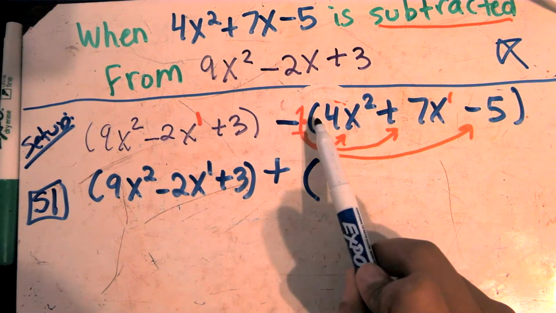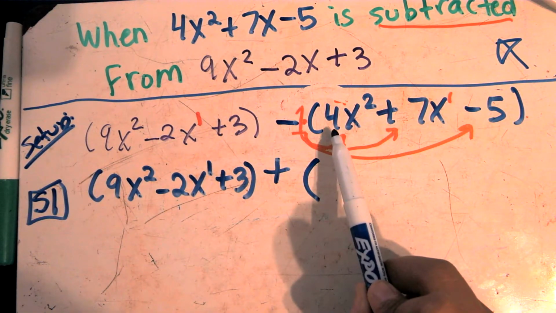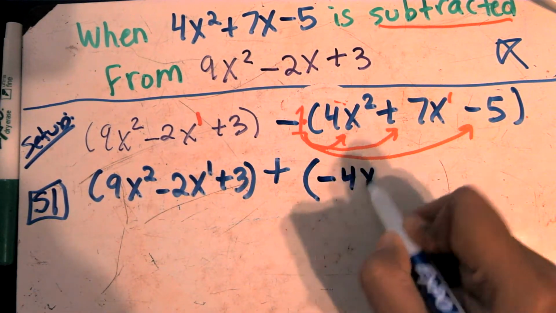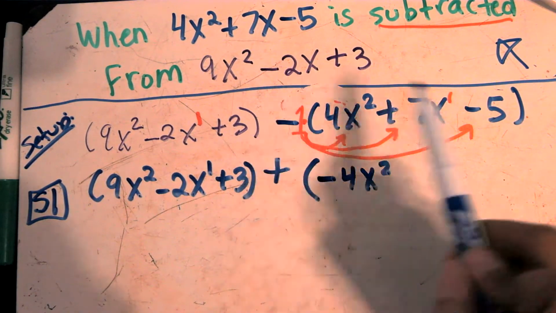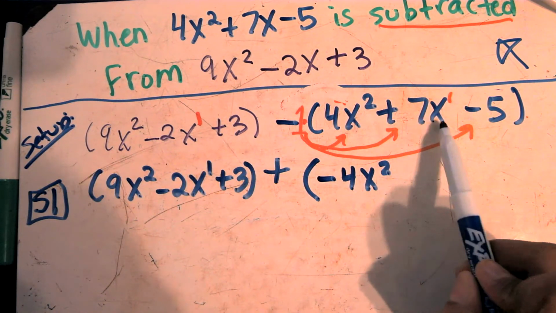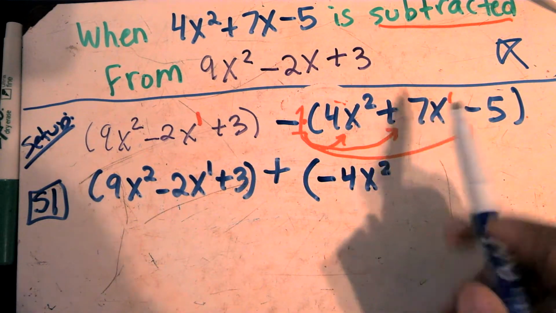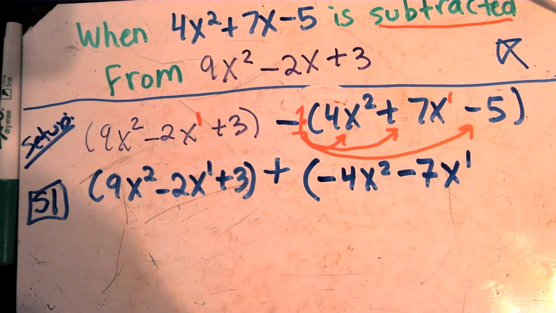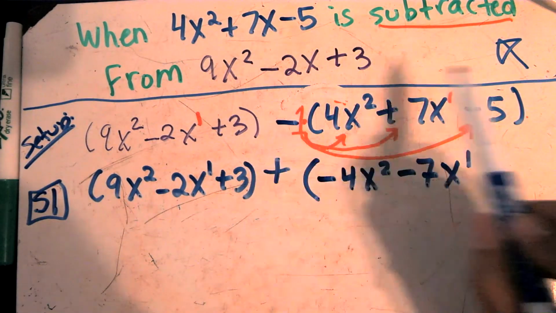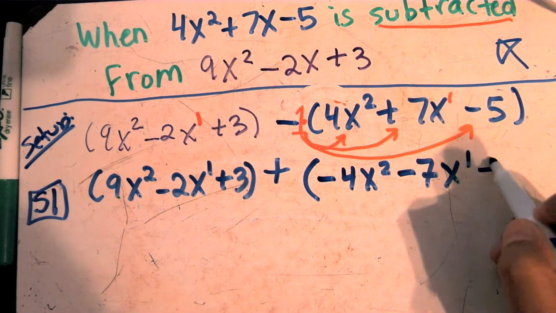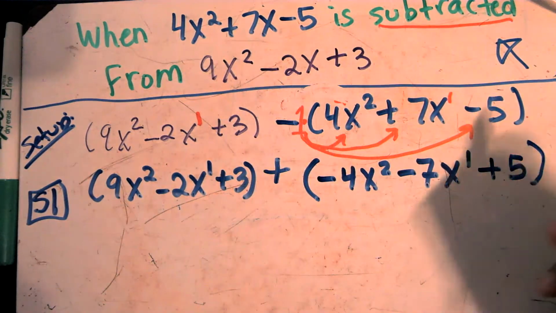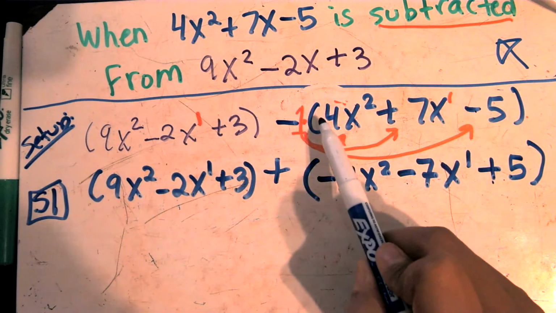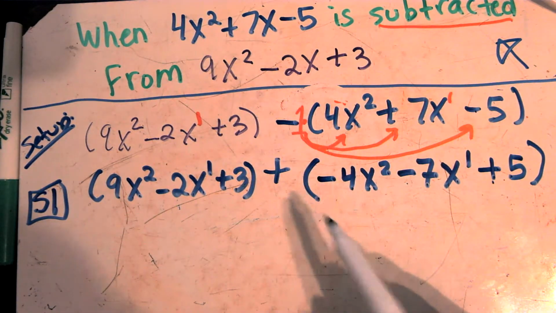That is a +4x squared, because I don't see a sign in front of the 4. +4 becomes a -4x squared. -1 times +7x to the first power, +7 times -1 becomes a -7x to the first power. -1 times -5 gives me a positive. So the signs flipped. The invisible plus sign became negative here.